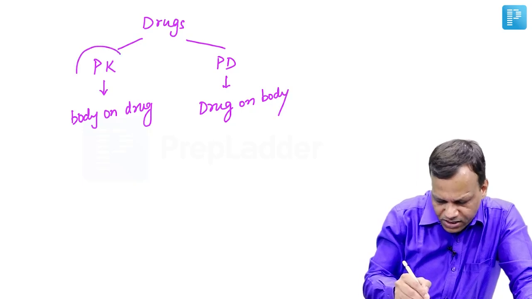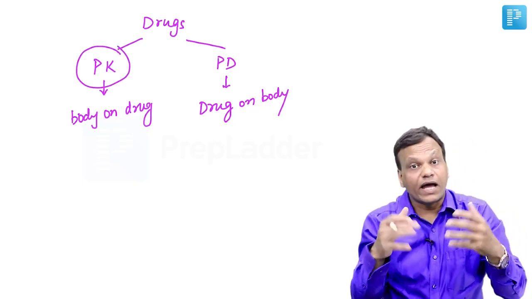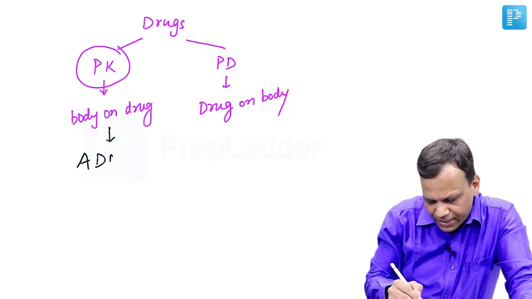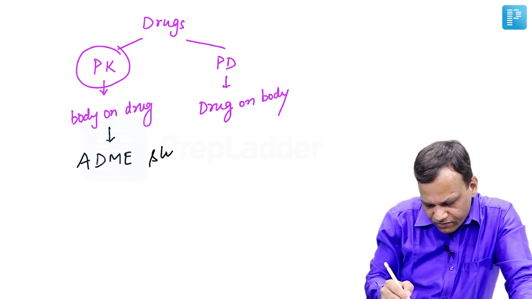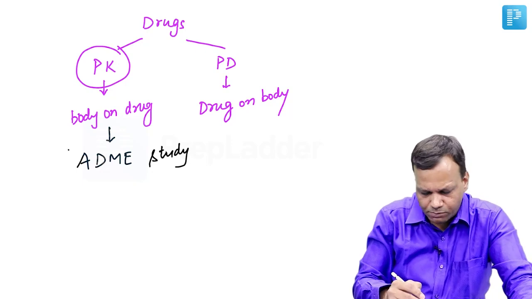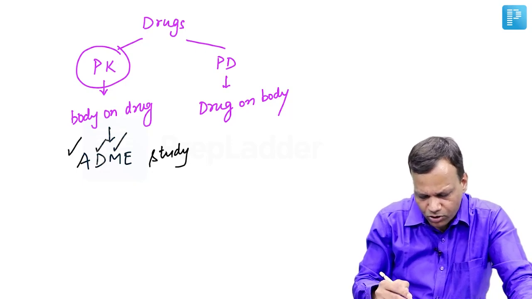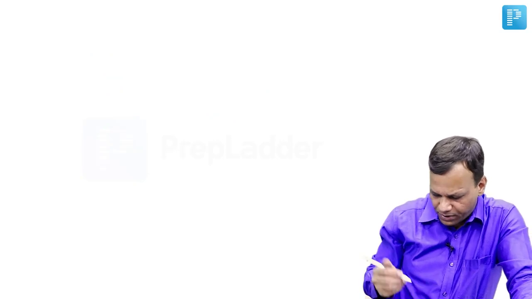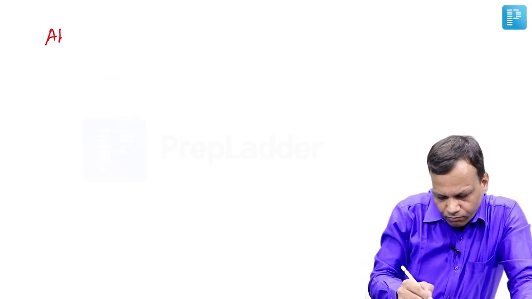So pharmacokinetic is the effect of body on the drug. So what happened to the drug? So this is studied under 4 headings called as ADME study, because it deals with 4 important factors: absorption, distribution, metabolism and excretion of drugs. So starting with absorption parameter.